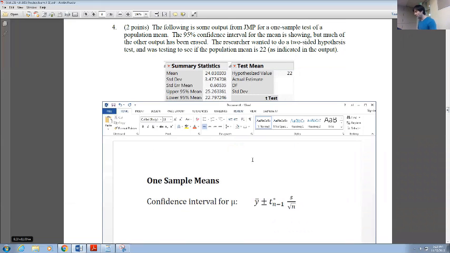So here's our formula, and let's plug in our values. This is the sample mean. So if I plug in the sample mean right here, I need to plug in the sample mean of 24.0303, and then I'm going to go plus or minus the t statistic we do not know, and then I am given the standard error.